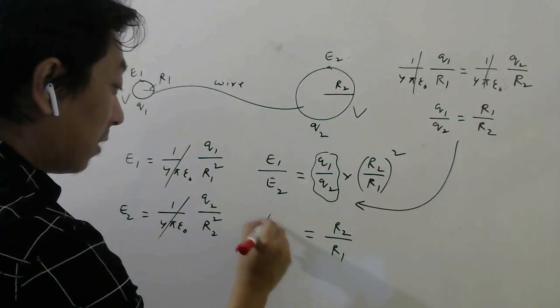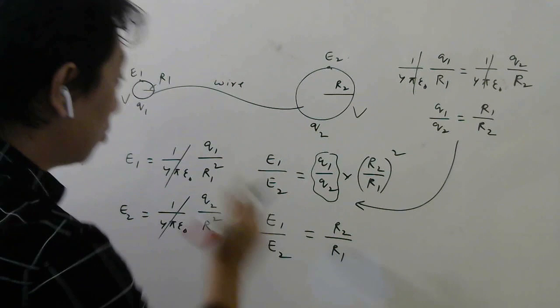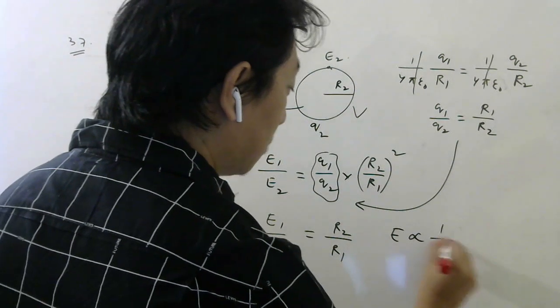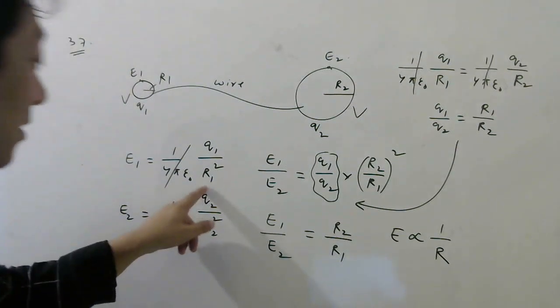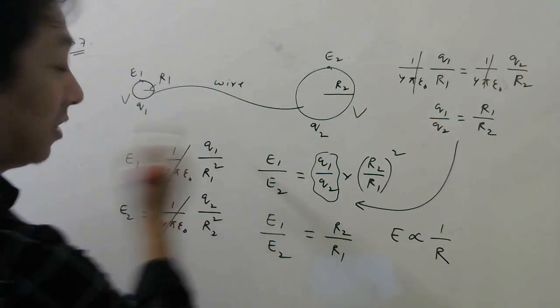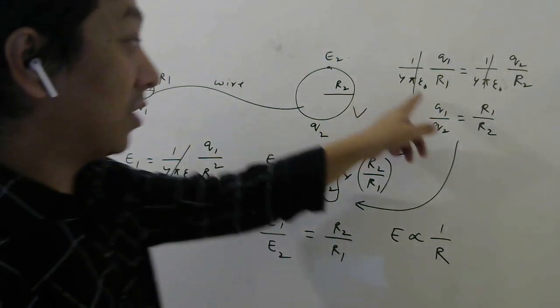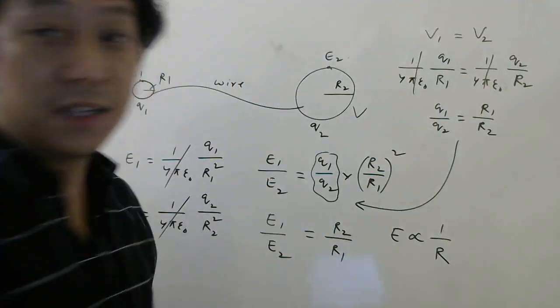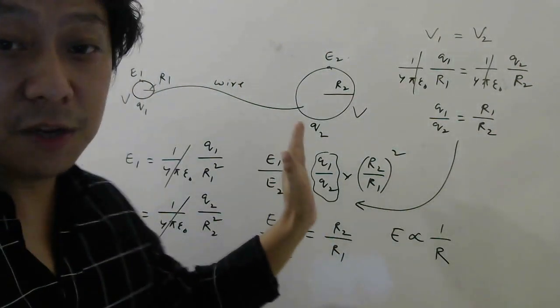That's why, if you remember, I used to tell you that once you bring conductors in contact, electric field will be inversely proportional to radius, not radius square, because charge is not constant. What is constant is potential. Potential at the first surface must be equal to the second surface once equilibrium is reached.